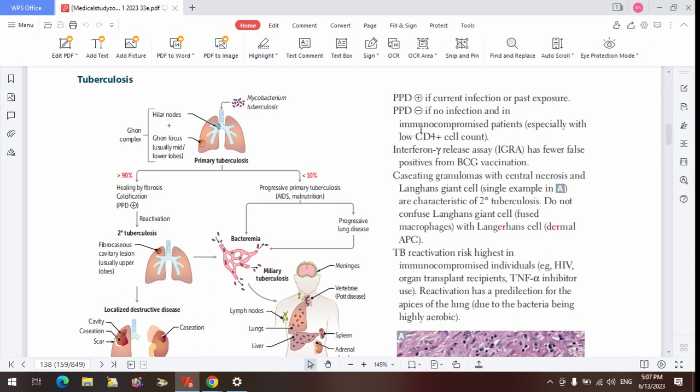So there are some false negative situations too. The person truly has tuberculosis, but the PPD test is negative. How can that happen? Someone that is immunocompromised, someone that is malnourished.